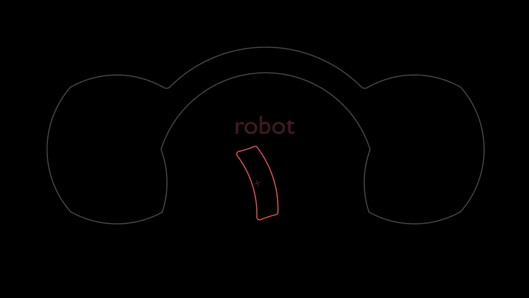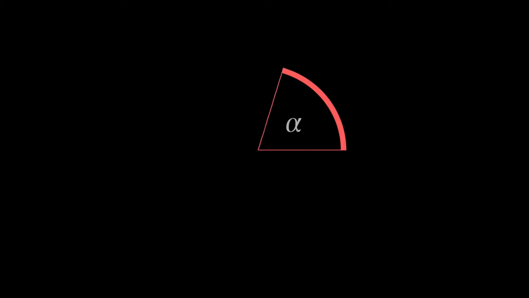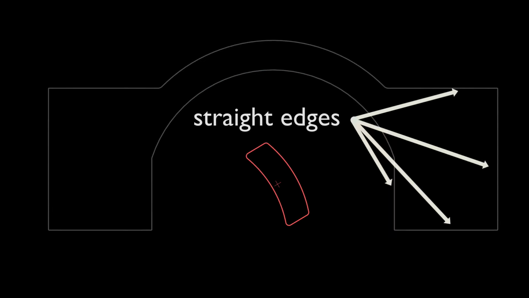We model the robot and obstacle geometry using circular arcs. Arcs are parameterized by normal angle alpha in the standard manner, and they are useful for efficiently representing curves. It's still possible to approximate straight edges using large radii, as shown in this obstacle.